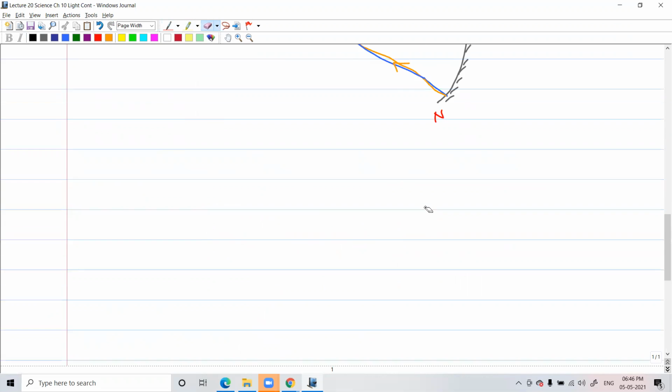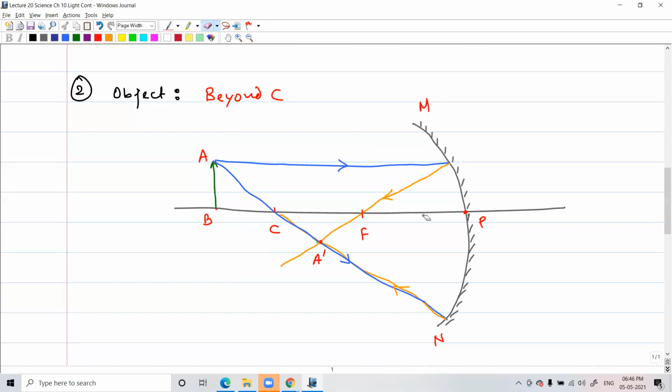I'm repeating this so many times, and I'm telling you again and again. Remember, whenever you have some object kept in front of a mirror, light is coming and getting reflected in all sorts of directions, not going only parallel or through the center of curvature or through the focus or pole. It's going everywhere, in between also. But we don't want to do all that because it will be difficult.